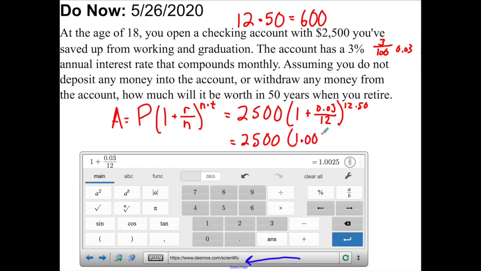So I have 0.0025. And then if you can get the exponent, it helps too. It's not necessarily required depending on what you're using as your calculator, but it does make things a little bit nicer. Again, not required. You should get the same answer either way, but nice. So 2,500 times 1.0025 to the power, and I'm going to do shift 6 or just hit this button.